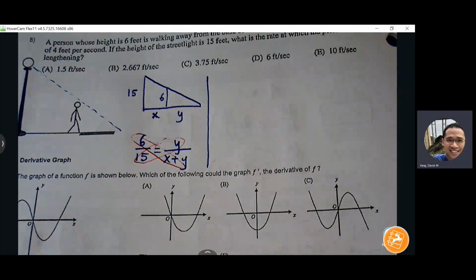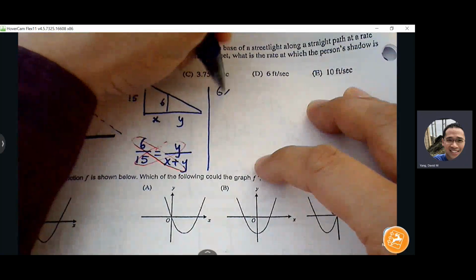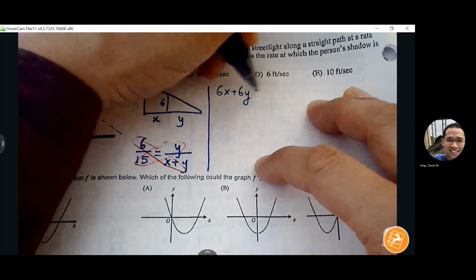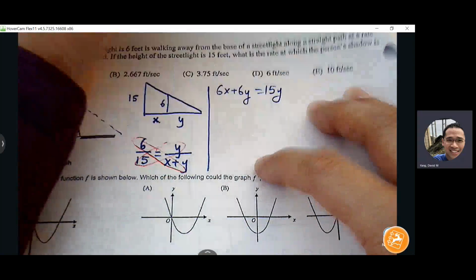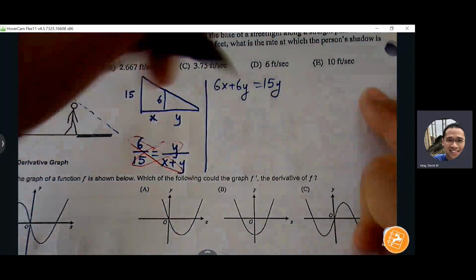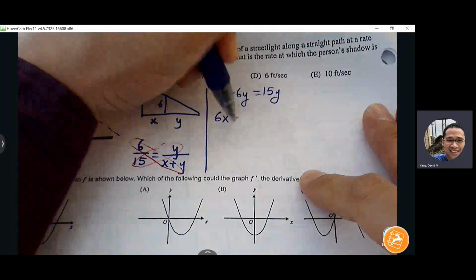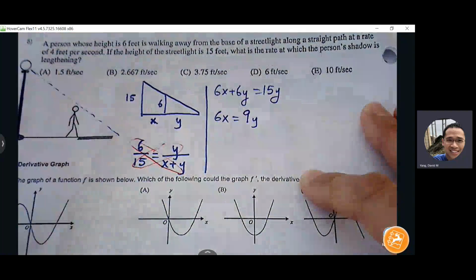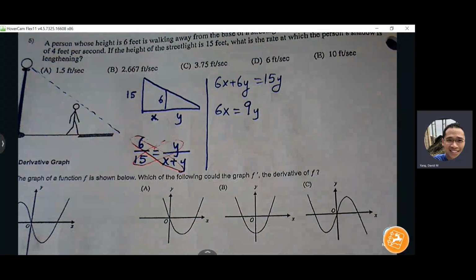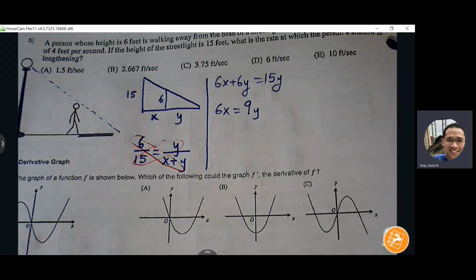Okay, distribute the 6 through the X plus Y. I get 6X plus 6Y is equal to 15Y. Combine like terms. 15Y minus 6Y is 9Y. So 6X equals 9Y. Now we find the derivative. The derivative is going to be very simplistic because it's just a linear equation here. 6X becomes what?